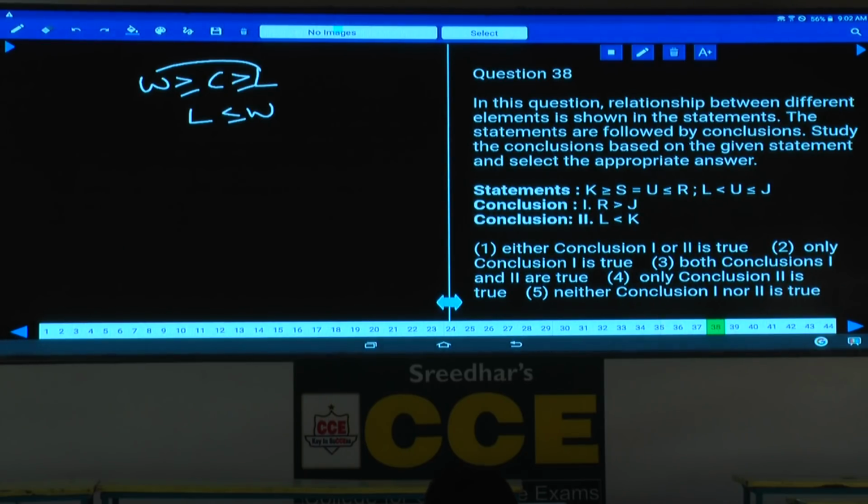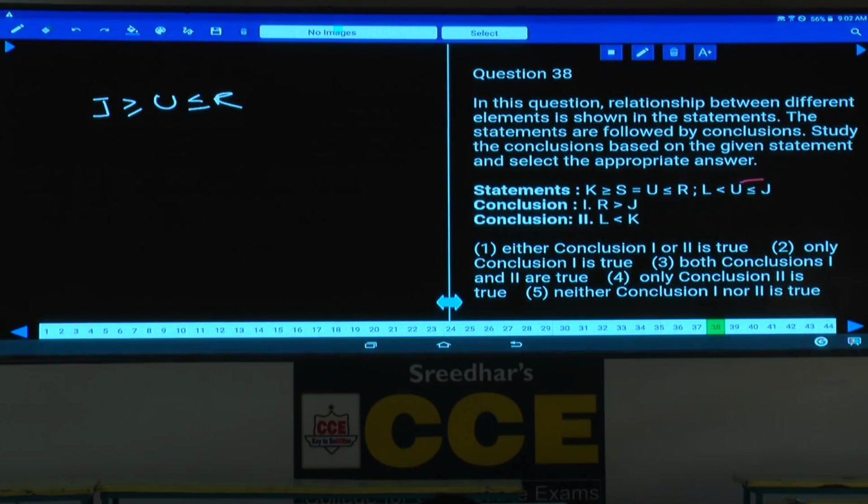Now in this 38, the relation between R and J. The letter which is common between these two is U, isn't it? Now U lesser than or equals to R, and in this one, U lesser than or equals to J. U lesser than or equals to J, J is greater than or equals to U. J greater than or equals to U, U lesser than or equals to R. Hence, what happened to this one? Greater than, lesser than, two opposite symbols, no relation between R and J.